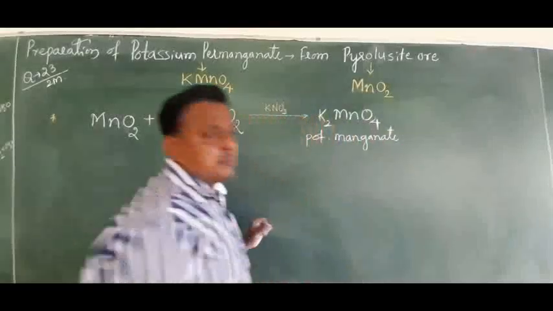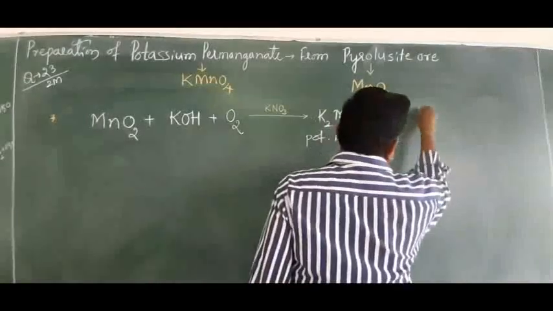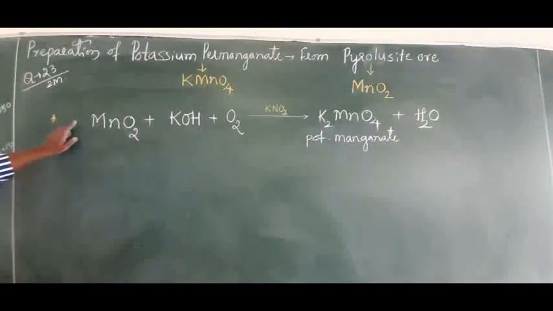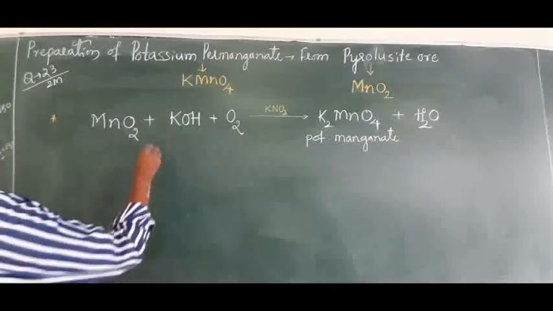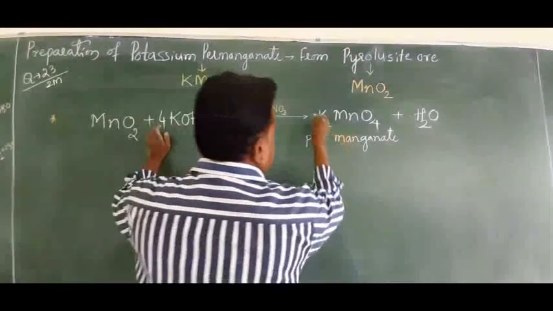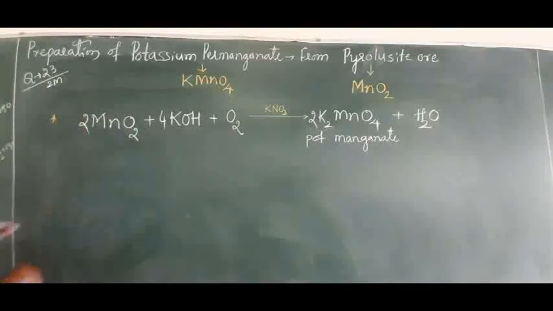To form potassium manganate, and the further component is balanced with the help of water. It's very simple. Now, carefully we have to balance. Manganese is balanced, it's 1 Mn, 1 Mn. K is balanced with 4. Automatically, the potassium becomes 2. This 2 is balanced with 2 Mn here.